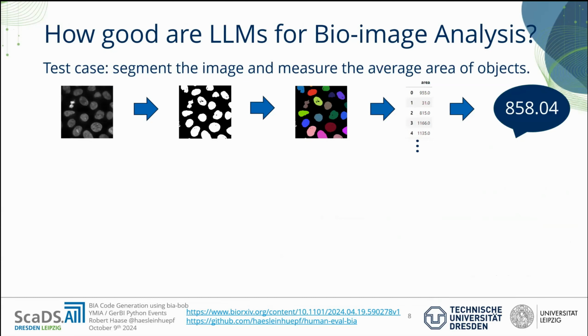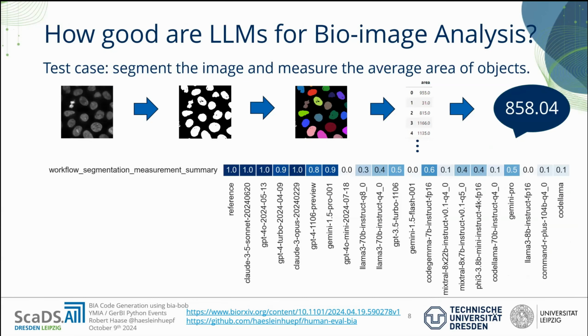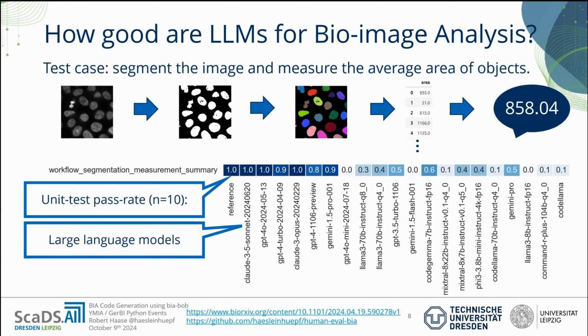So back to this test case. If I ask now a couple of language models, you see here on the bottom, there's these names, Claude 3.5, GPT-4o, GPT-4 Turbo, and so on. We can ask these language models to produce code. We do this 10 times. And then we have the pass rate. So how often the language models produce code which is actually solving this problem correctly.